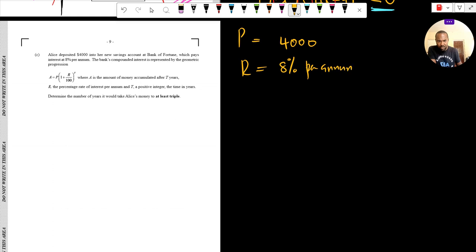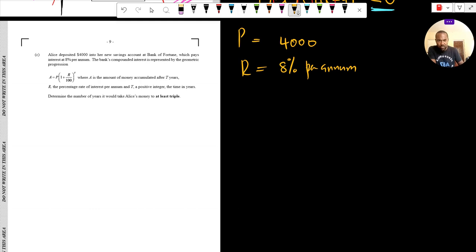For the purpose of the compound interest formula, that's going to be 8 over 100, which of course is written in the formula there, right? So R over 100. Anyway, so R is equal to 8. They actually include R over 100, so we'll put that in the formula. So let's leave it at that. Right. And of course, we're told that A is the amount of money accumulated after 2 years. And of course, they want us to find the number of years it would take Alice's money to at least triple. So let's write down the compound interest formula.